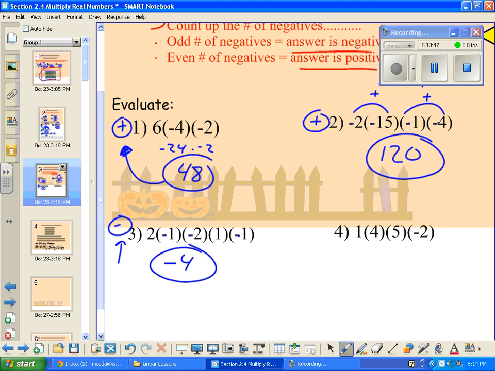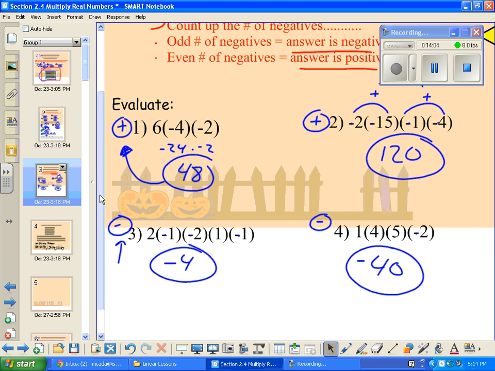And then my last problem up here, I just see that there's 1 negative right there on the last number, so that means my answer should be negative. And as I multiply the numbers out, 1 times 4 gives me 4, times 5 gives me 20, times 2 gives me 40, and I figured out my answer should be negative, so -40.